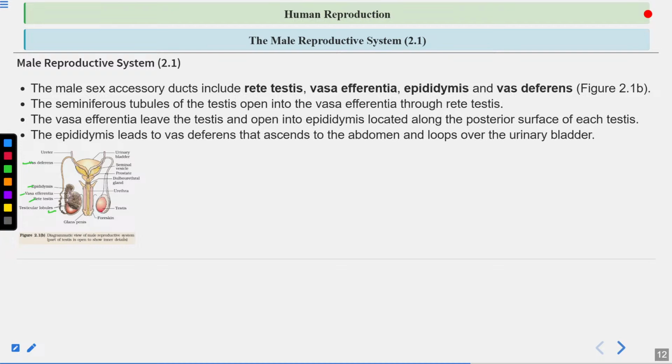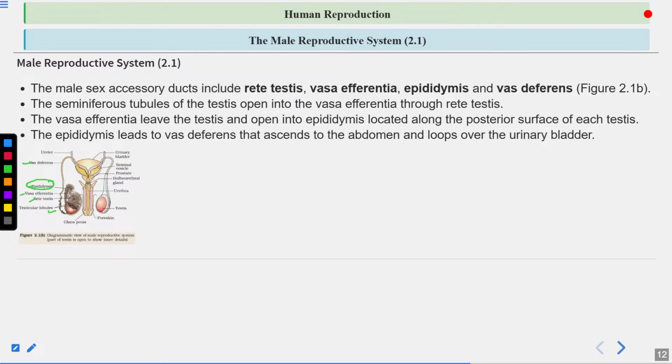Now, from rete testis, the sperms go into the vasa efferentia. What is vasa efferentia? These are thin-walled tubes that carry sperms from rete testis to the epididymis. Now finally the sperm will reach the epididymis. In epididymis, storage and maturation of the sperms takes place. So what is epididymis? Epididymis is a coiled tube where the sperm maturation takes place. Then from the epididymis, sperm will enter into the vas deferens.